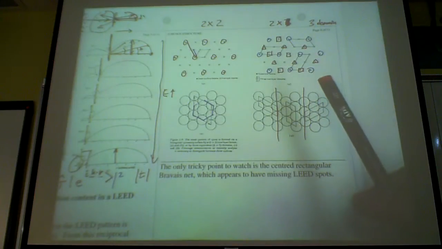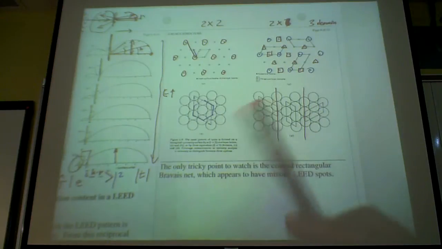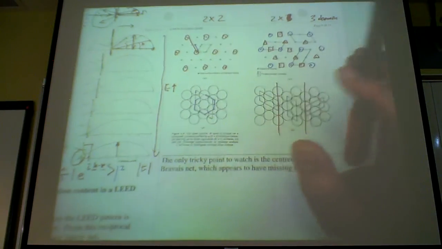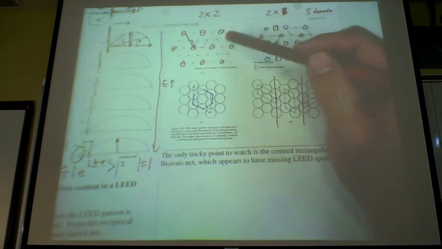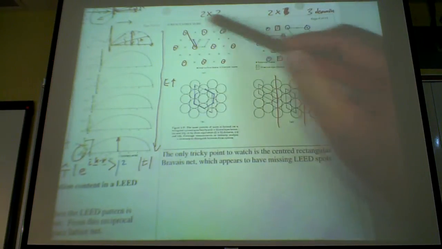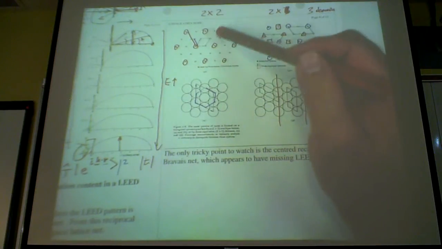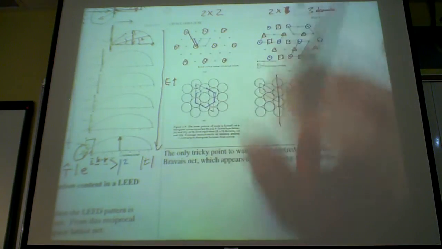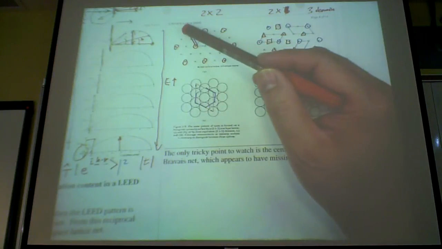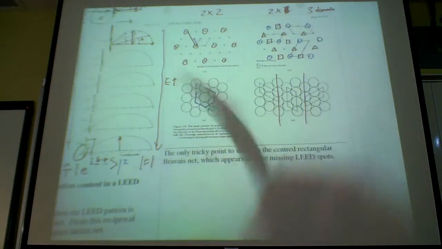Okay, I think I reversed what I said. Let me try again. This is my real space pattern, and this is my LEED pattern. In my LEED pattern, let me go in reverse: my bright spots are the substrate spots. The dark point is my substrate.